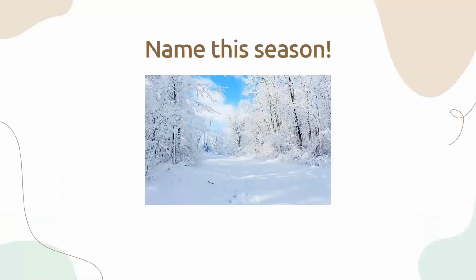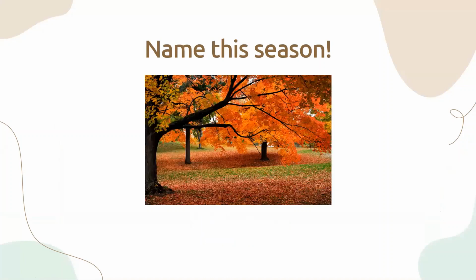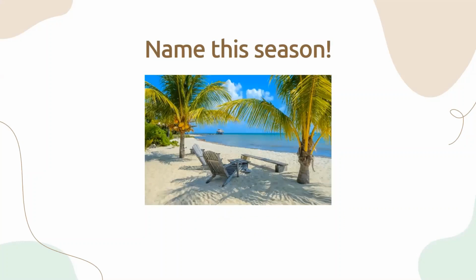Name this season. Correct. This season, characterized by coldness and snow, is winter. How about this one? Name this season. Right. This season, when leaves color change and fall, is autumn or fall. Name this season. Yup, the warmest time of the year, summer.